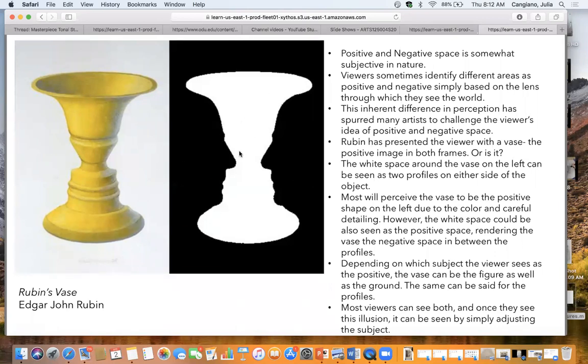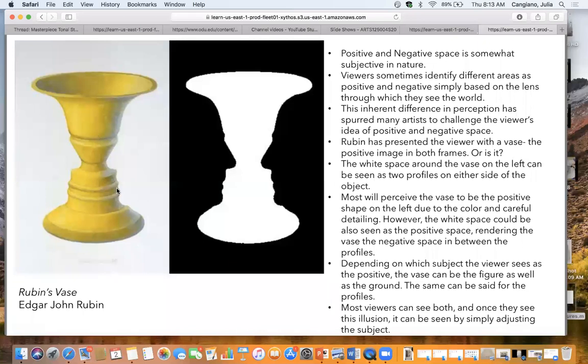Obviously, this is more clearly outlined. There's no detail on the white anymore, so you can see pretty easily that this looks like two figures, and that then is reading as the positive space, and the white as the negative. So obviously, there's this shift that's going on.